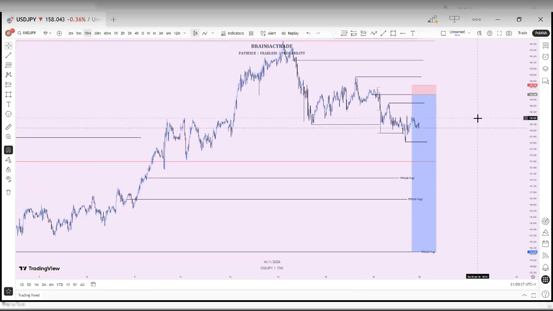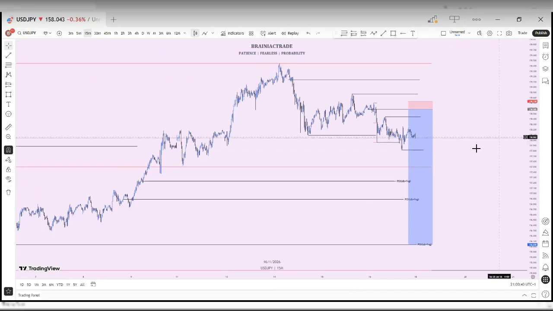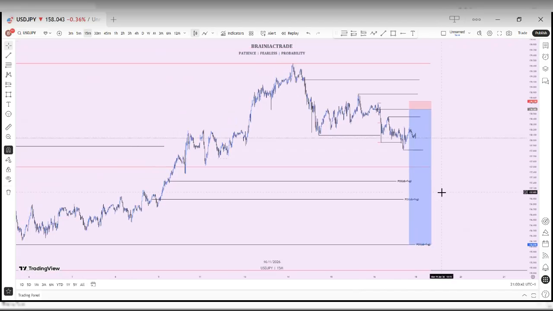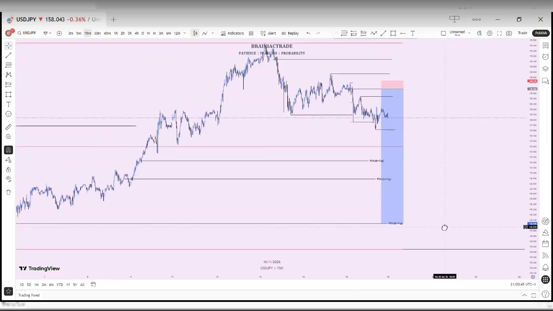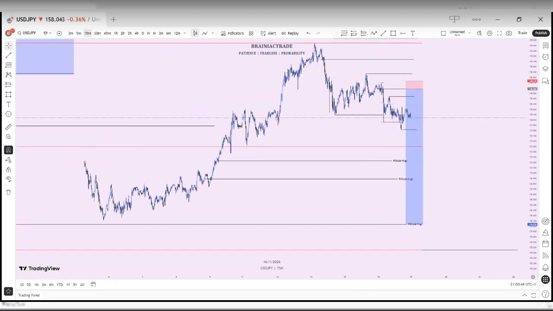So if you want to carry out the 7 trillion, you just target here, or you even target this sell-side liquidity, so that you take everybody out. So that's it, my group, for my bias on USDJPY.